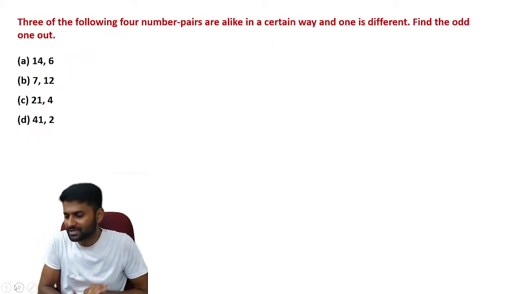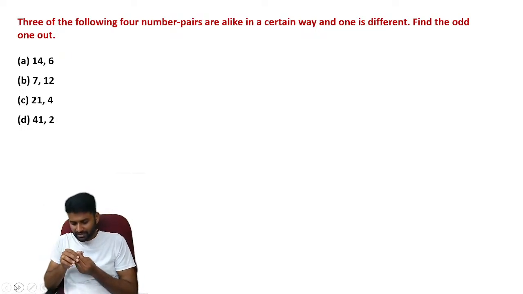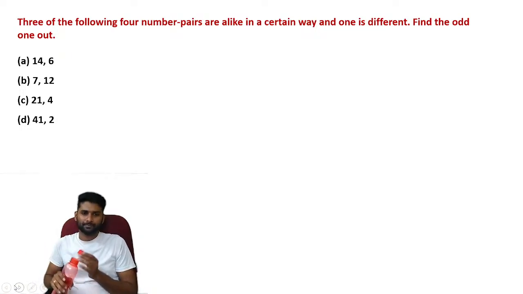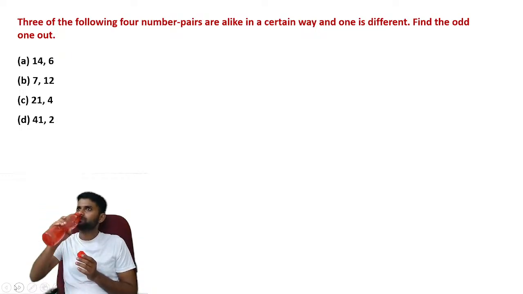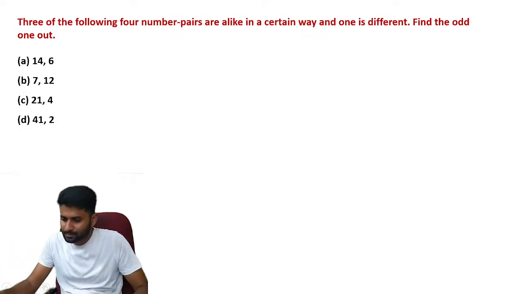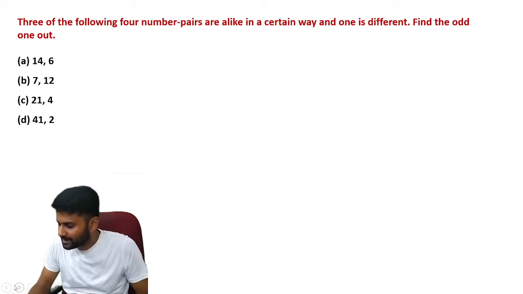You guys tell me which one is completely different. Out of four, three follow the same rule, one is completely different. That is all about the odd one. So which one is completely different? Find the odd one out of four.